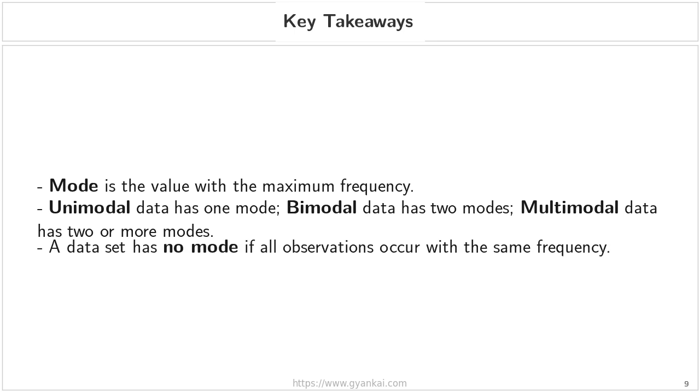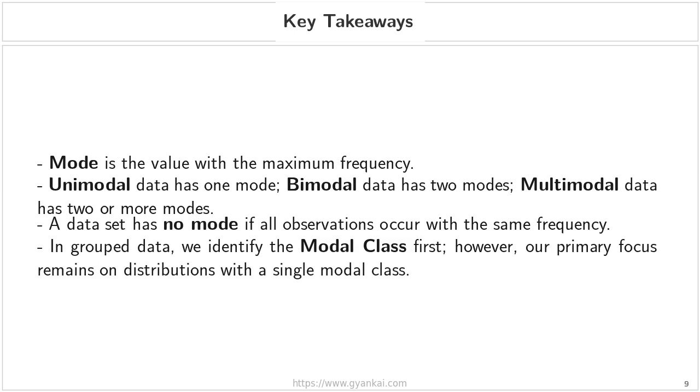It is also crucial to remember the special case we discussed. If every single value in your data set appears with the exact same frequency, meaning no value stands out as more frequent than the others, then we say the data set has no mode at all. Finally, when we move into grouped frequency distributions, our first step is always to identify the modal class, which is the interval with the highest frequency. However, as we noted earlier when looking at our calculation formula, for your current curriculum and our upcoming problems, we will primarily focus on distributions that are unimodal, meaning they have a single, clear modal class.